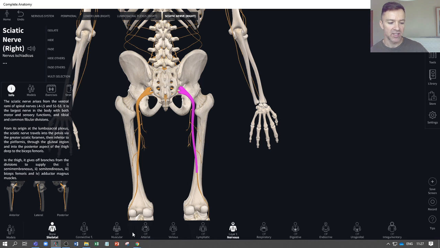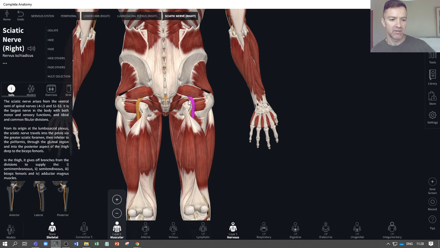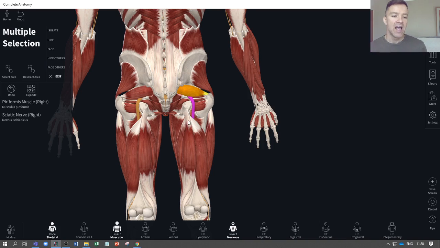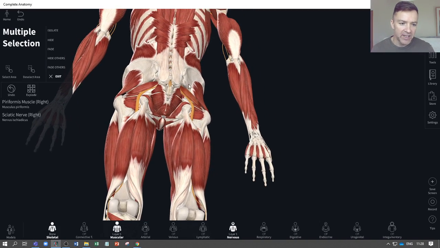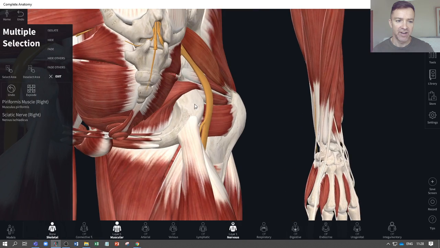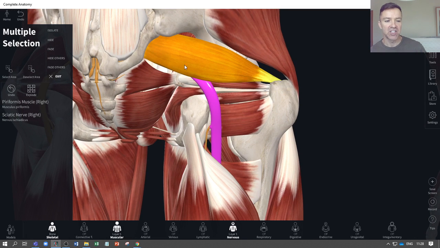Now if we start to add our muscles back in, what we can see is the piriformis muscle, which is this muscle here, and I'll highlight the sciatic nerve there. If we look at those in a bit of detail, we can see that they run very, very close to each other, okay? So if this muscle here is tight or inflamed or bunched up in any way, it can irritate your sciatic nerve. And in 17% of the population, the sciatic nerve actually runs right through the piriformis muscle here.